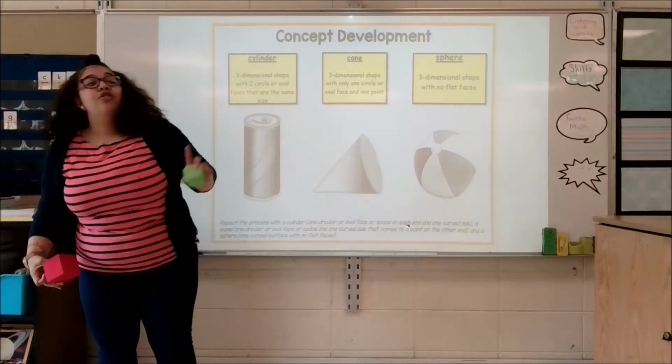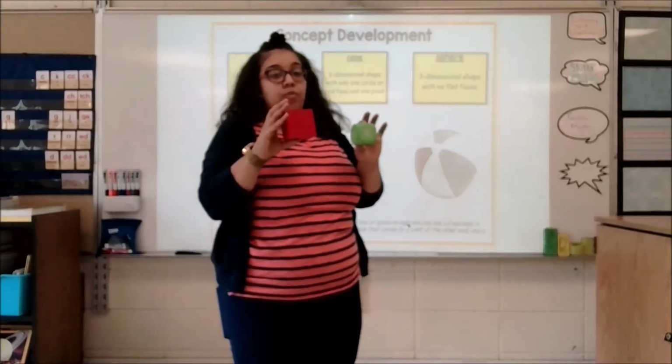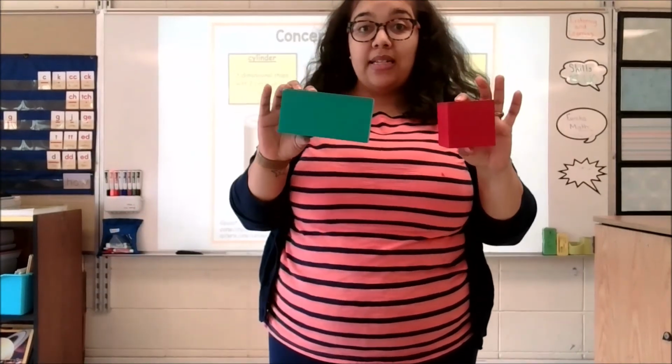Now, there's one not pictured here, and that is a cube. And that's because a cube is very, very similar to a rectangular prism.